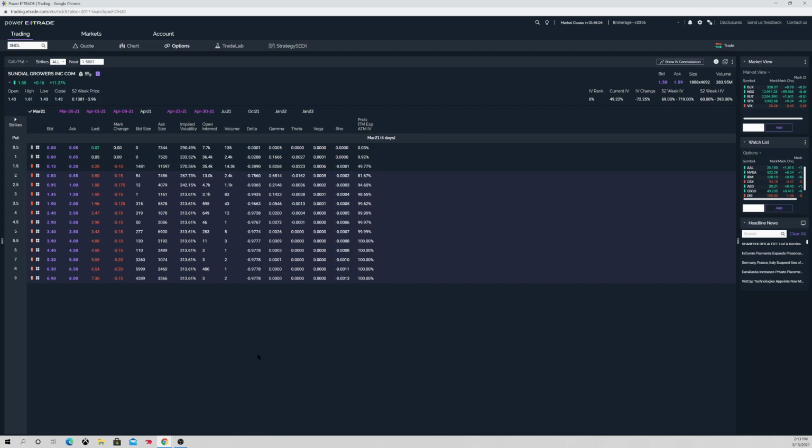So with put options, it's basically the opposite of a call option. It gives the person that buys the put option the right to sell the stock to the seller of the option at a given price before a given day. So as opposed to being able to buy the stock from a person, as with a call option, the put option gives somebody the right to sell the stock to the seller of the put option.